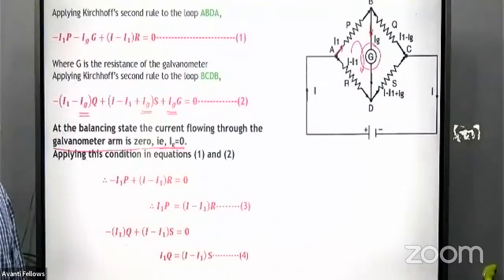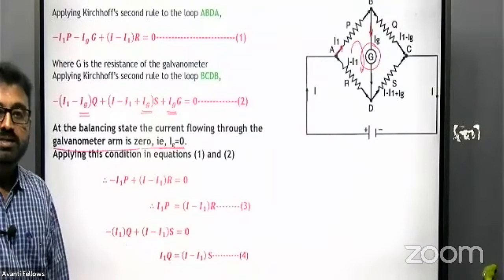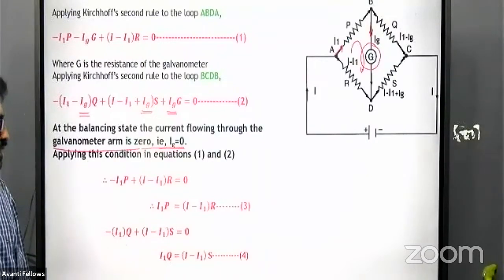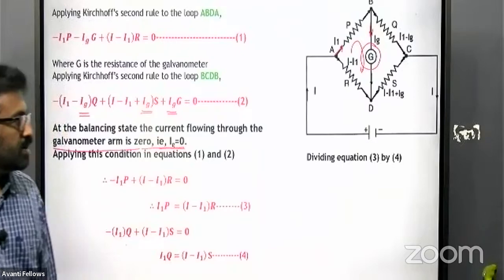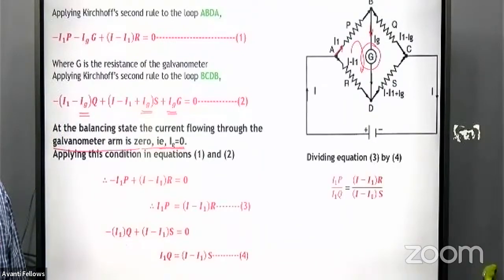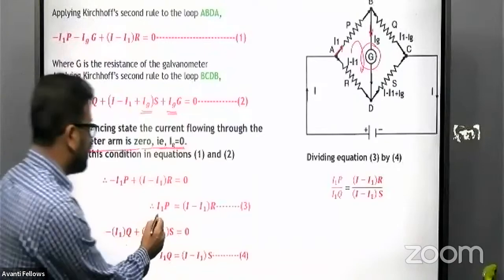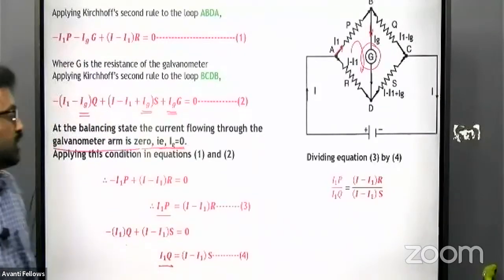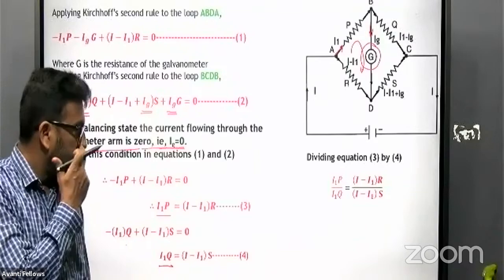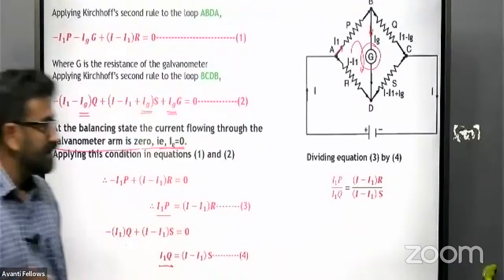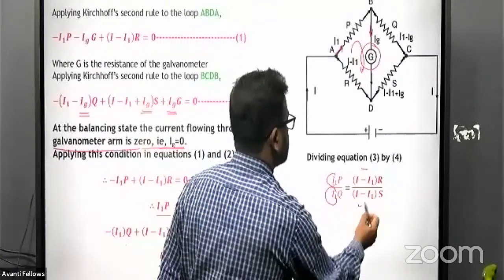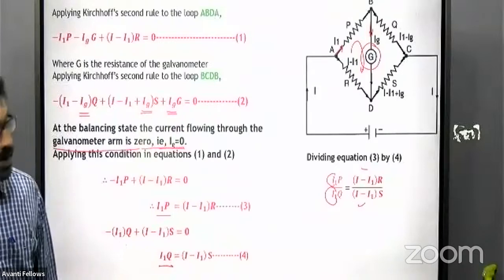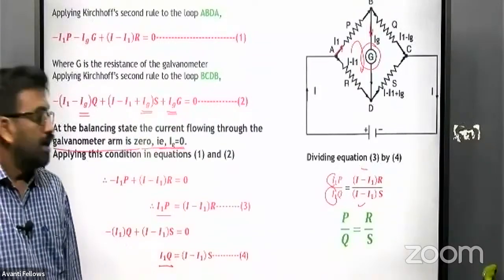So we have equations 3 and 4, the simplified equations. We have I1P as well as I1Q, and dividing equation 3 by equation 4, we get I1P divided by I1Q equal to (I minus I1) R divided by (I minus I1) S. So I1 and I1 get cancelled, and (I minus I1) gets cancelled, and we get the final equation as P by Q equals R by S.